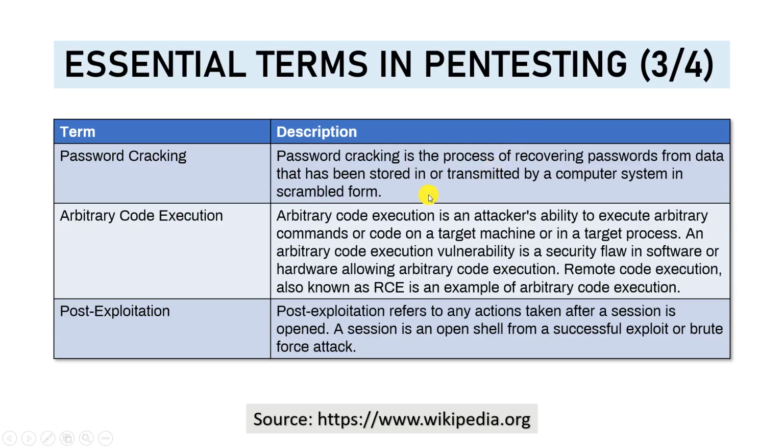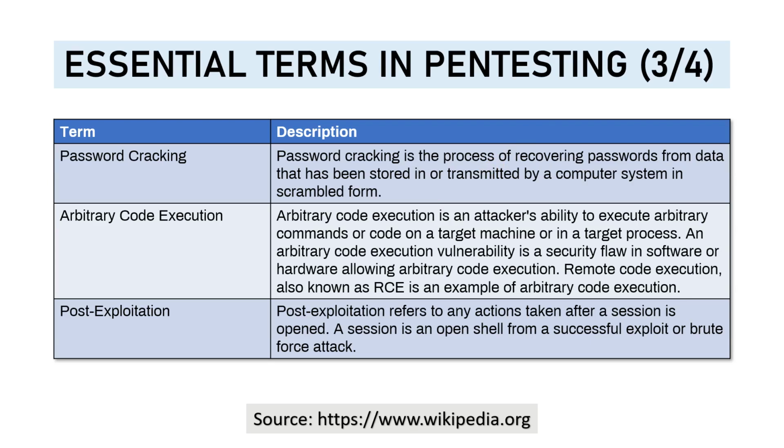And then the other one is the terminology called arbitrary code execution, which is the attacker's ability to execute arbitrary commands or code on the target machine or in the target process. An arbitrary code execution vulnerability is a security flaw in software or hardware allowing arbitrary code execution. Remote code execution, also known as RCE, is an example of arbitrary code execution.